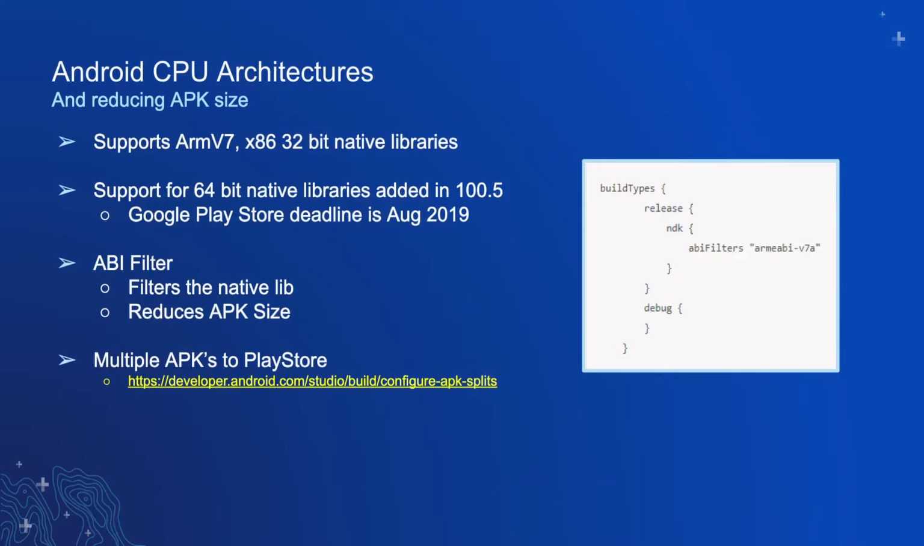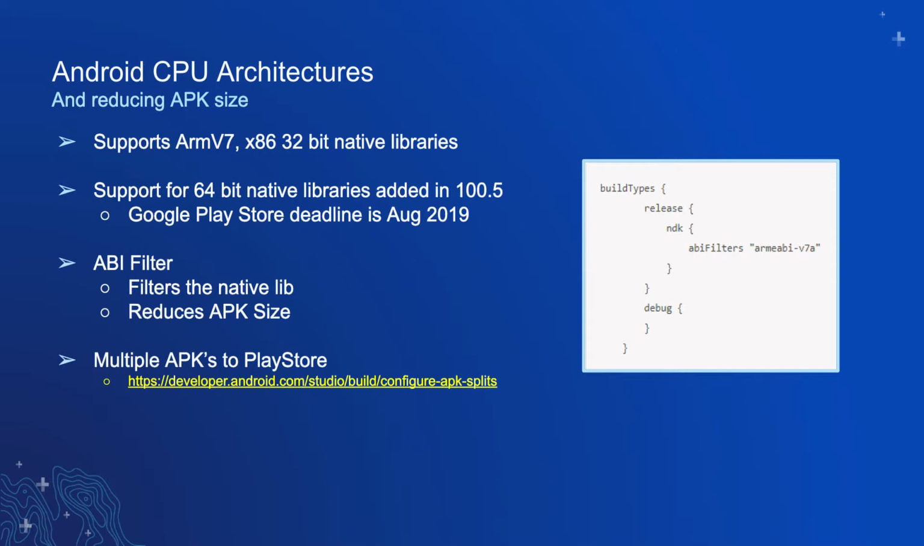Another key thing when you're working with Android is to understand the CPU architectures. Although at the top level our SDK is Android, most of our internal code is C++ and we have native libraries, so we have to support all the different architectures that Android supports. For a long time we supported the ARMv7 and x86 32-bit libraries. In 100.5, which was released in April this year, we also added support for 64-bit libraries.